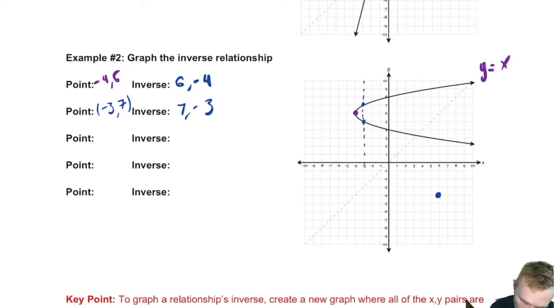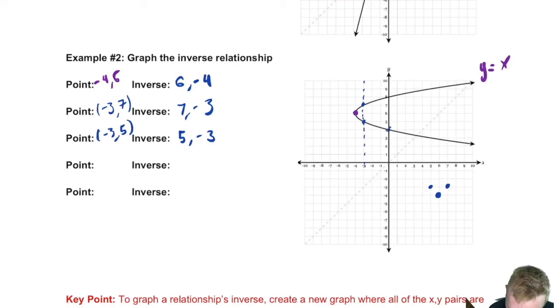But we've also weirdly got -3, 5. Again, this is why I use the word relationship, not function, because we've got 2 outputs for 1 input. Remember, that means this is not a function. But graphing its inverse is still the same idea. So we've got 5, -3, and 7, -3.